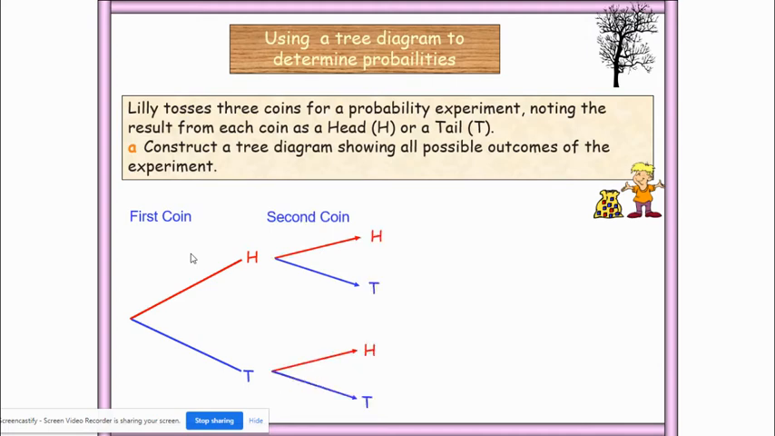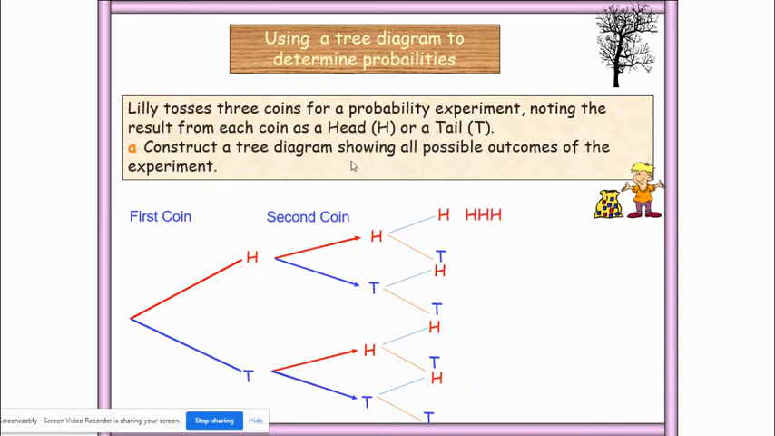Now guys, you have to draw these really neatly. Sometimes I do it in pencil first, then draw it roughly, and then draw it neatly again so I can see how far I need to go. So now we've done it twice, and then we do it the third time. Head, tail, head, tail, head, tail, head, tail. Perfect. It said construct a tree diagram, and that's what we've done.